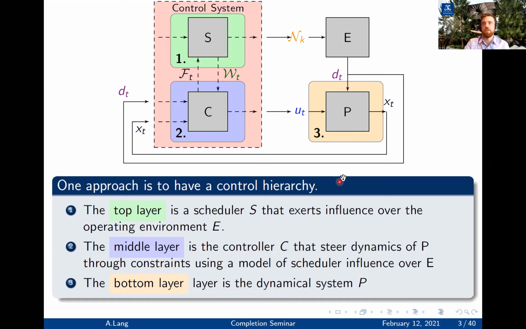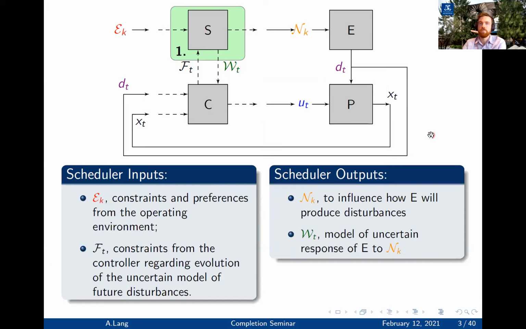Within this control hierarchy, we're denoting that the dynamical system P is the bottom layer. So this dynamical system could represent an open loop system, or as we'll see in the motivating application presented shortly, it could also be a low-level closed loop system.